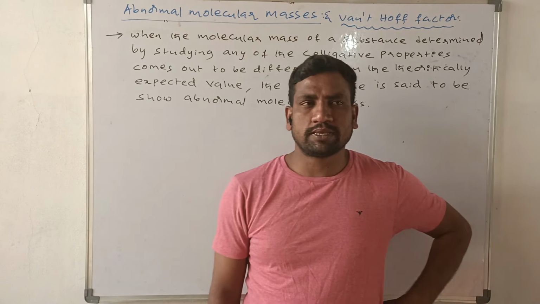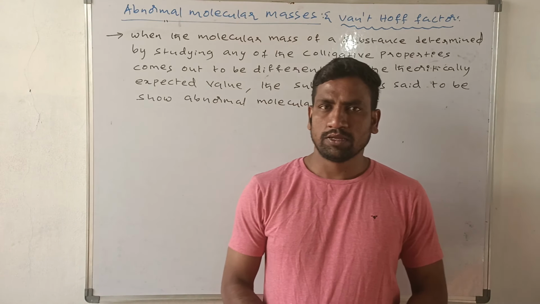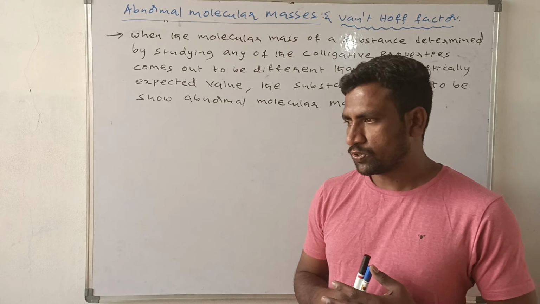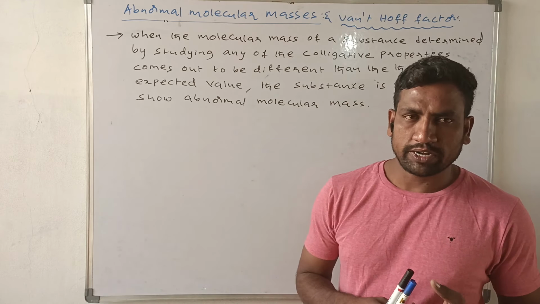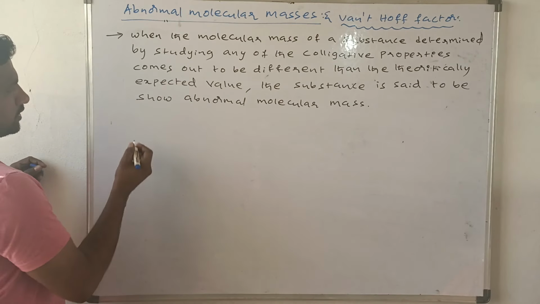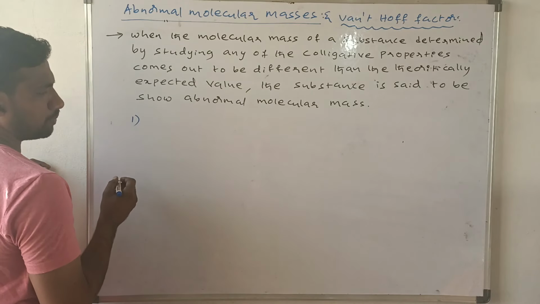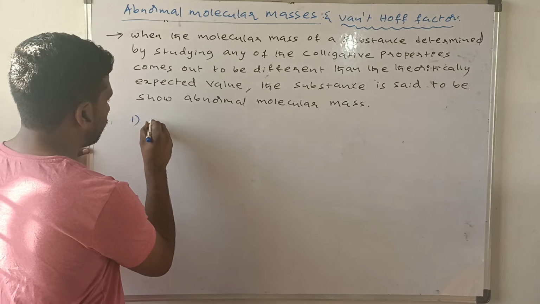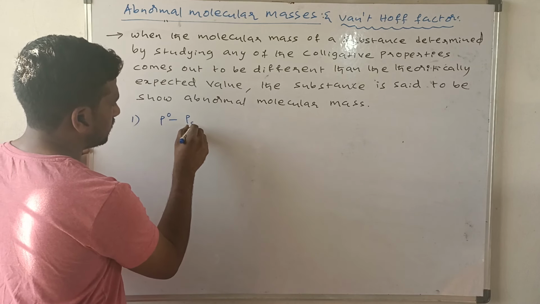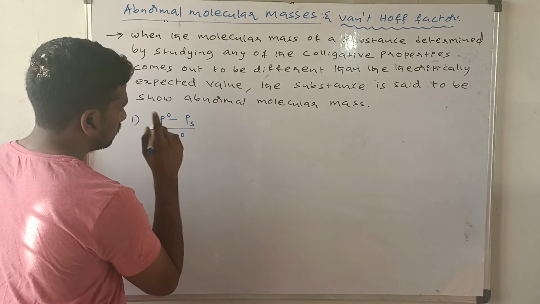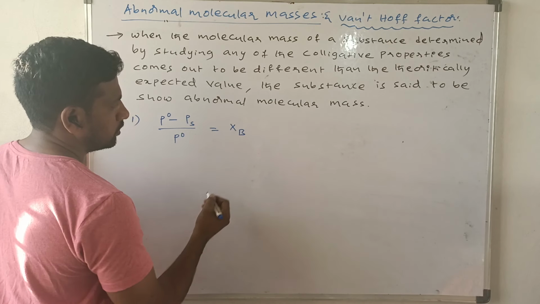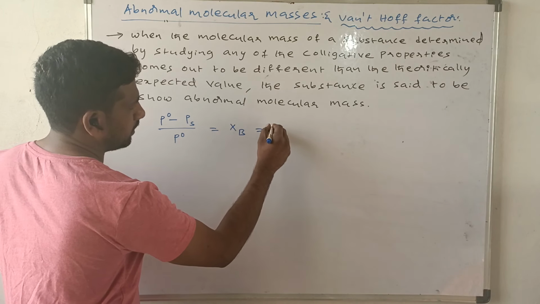Before discussing abnormal molecular masses and the Van't Hoff factor, we need to recall colligative properties. We have four colligative properties. The first one is relative lowering of vapor pressure. You can write that as P0 minus Ps upon P0, which is equal to the mole fraction of the solute. The mole fraction of the solute we can write like this.